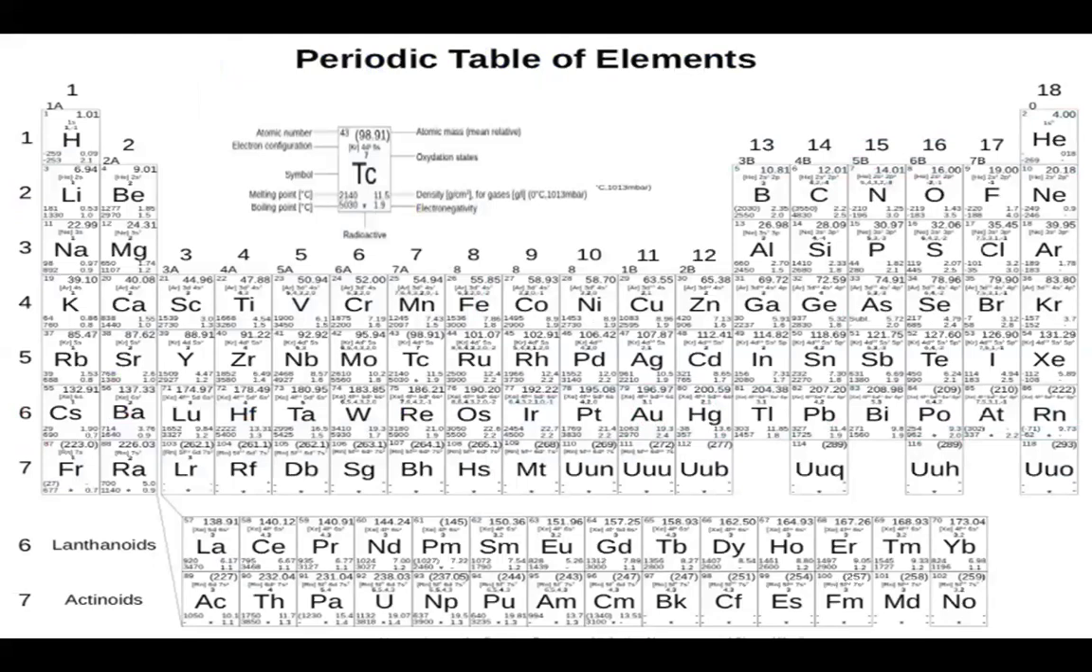This extra information in this periodic table of elements comprises indicators for atomic number, atomic mass, electron configuration, and oxidation states, and in the middle you have the symbol of the element. It also includes melting point, boiling point, density for gases, electronegativity, and radioactivity. This is extra information included in this presentation slide.